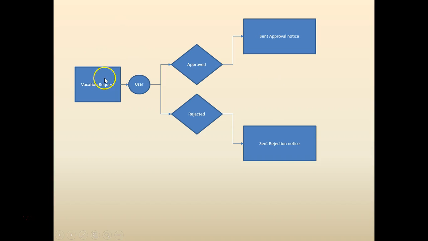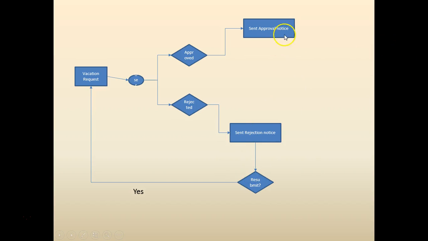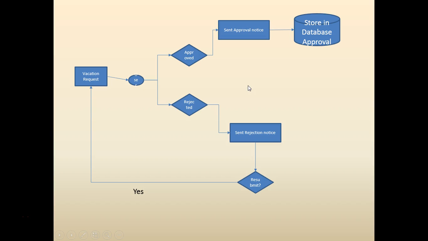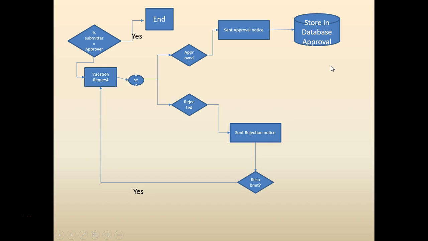So we started with a simple request where the user would send a request, the approver would then reject or approve it. Based on that, the notification will be sent. So we added a complexity to the report by having a loop where they can resubmit rejection, and we have added one more functionality where once the request is approved, the value is stored in a table. We have added another feature where if the submitter is the approver, we don't want to continue with the workflow. We want to end it right there.